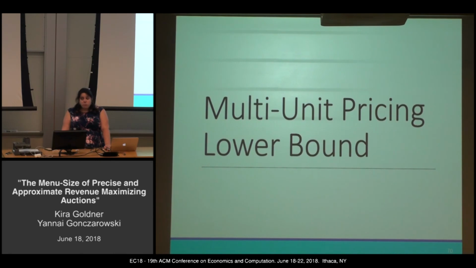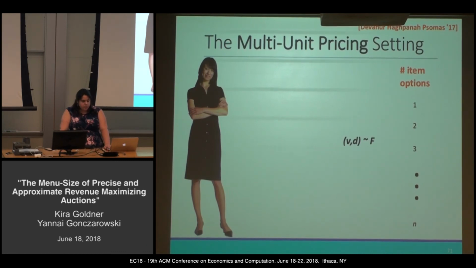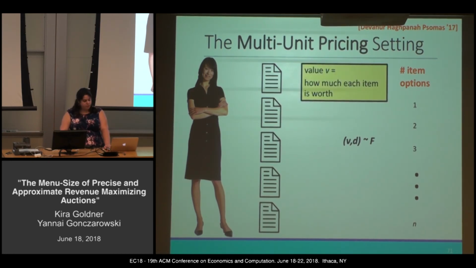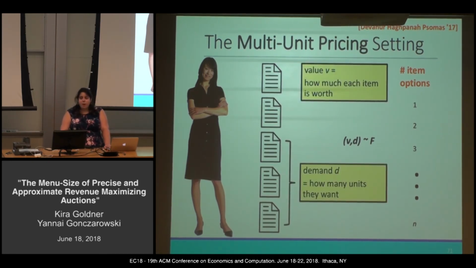So I want to introduce one more setting that also is in this realm, and this is the multi-unit grid. This setting was introduced in a paper by Goldner, Ithaca, and Alex Somas at last year's EC. Basically, you have a bunch of different items that you want, and a buyer has some value for each item and a demand cap of how many units they want.